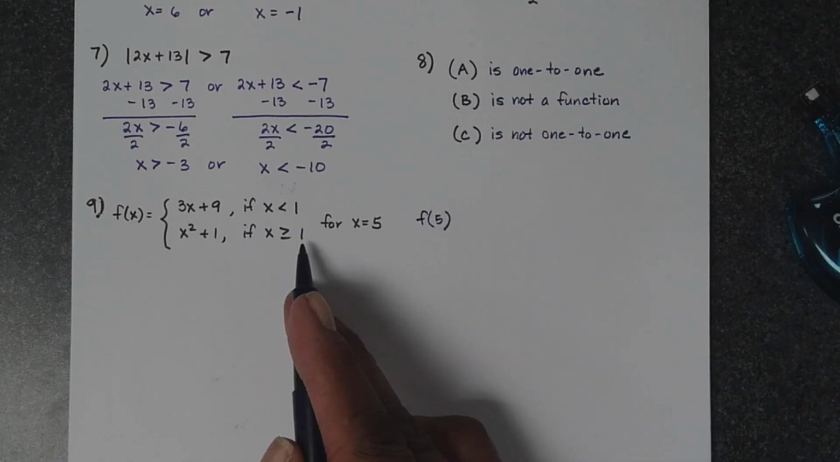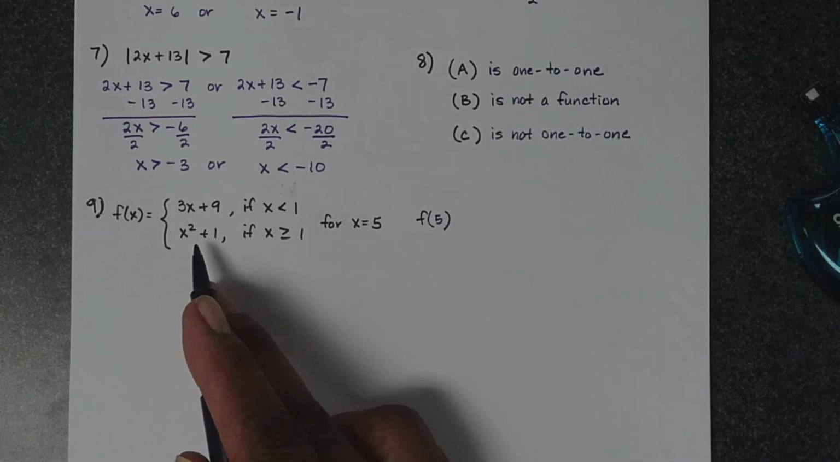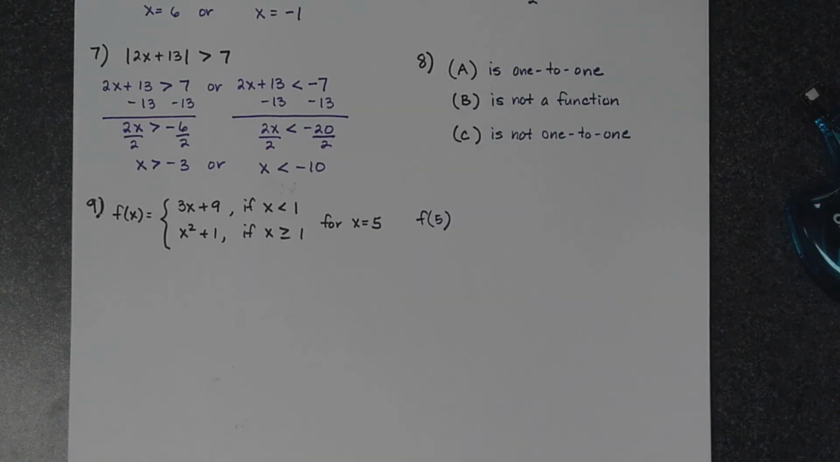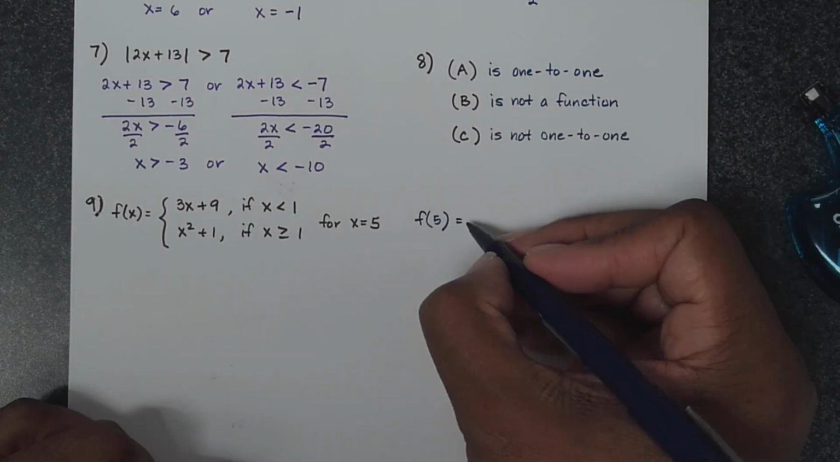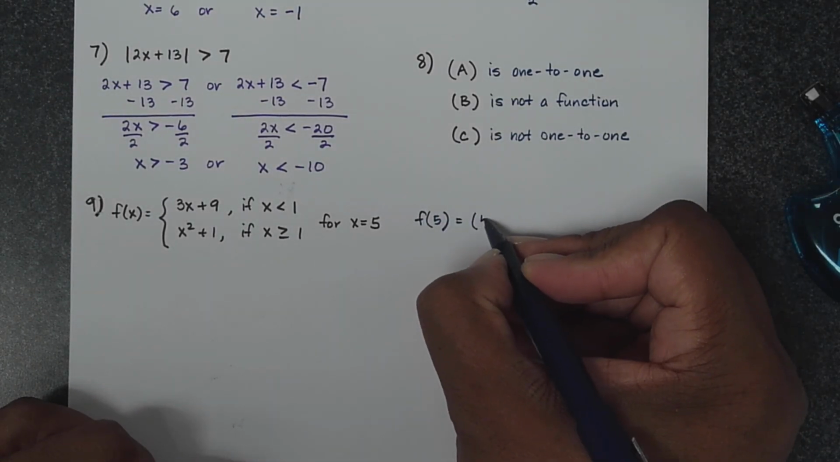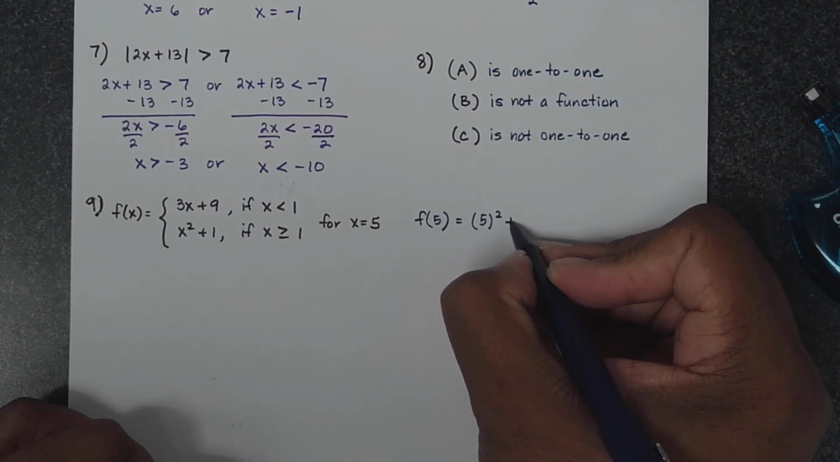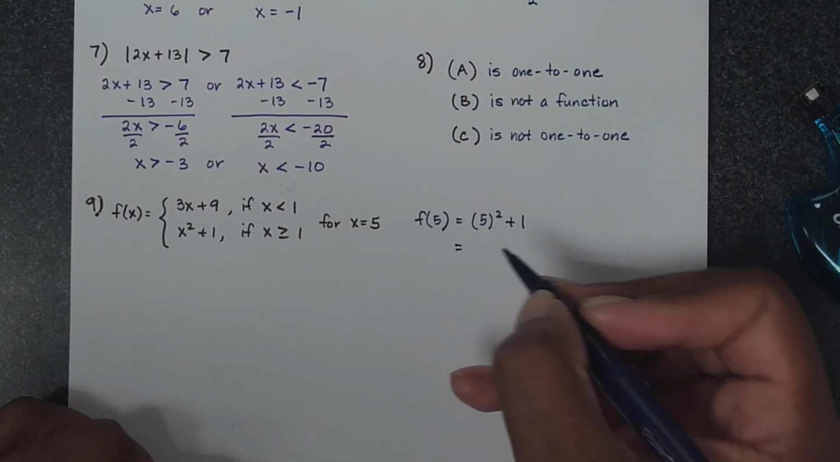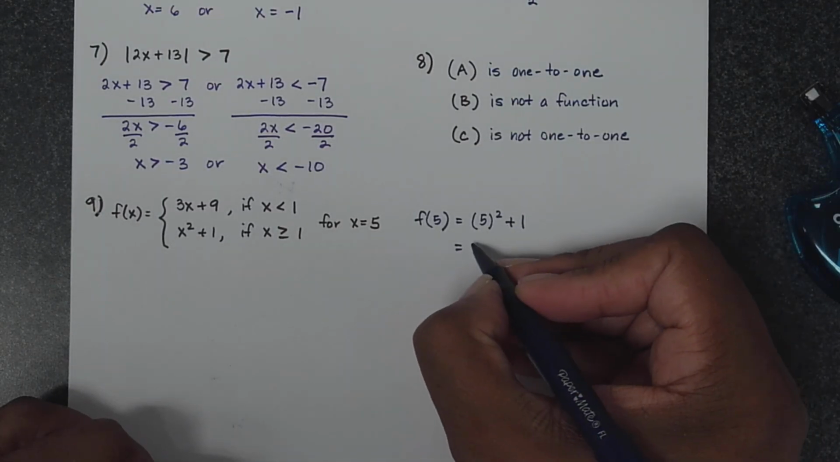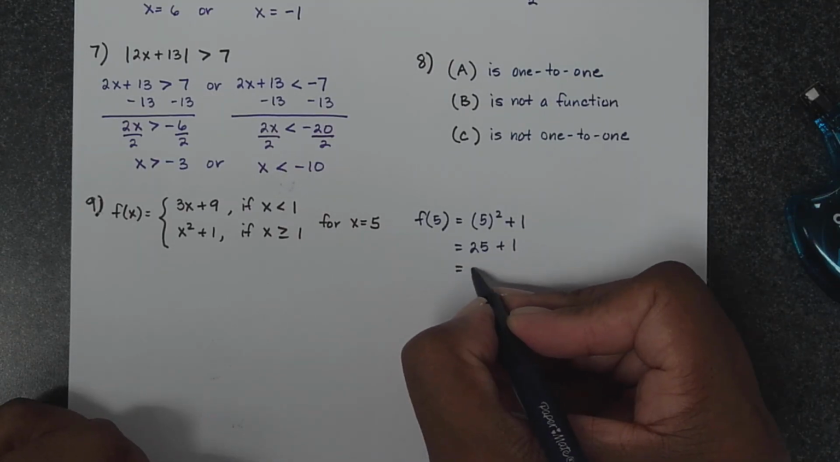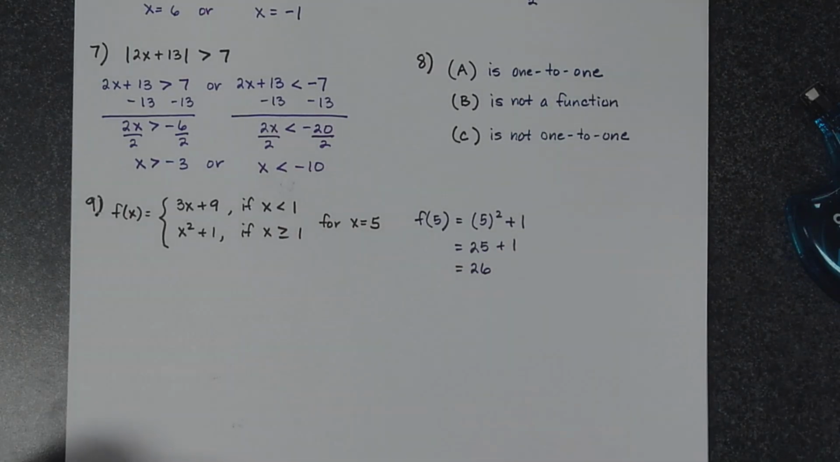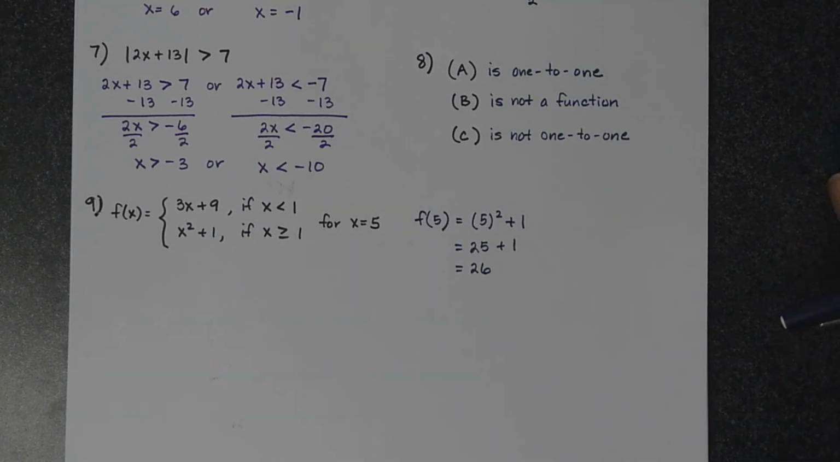And this x value tells us which one of these expressions we're going to have to use here. Here 5 is greater than or equal to 1, so we have to use only the x squared plus 1. So that means I'm going to substitute the x here in that x squared plus 1 with 5. So it'll be 5, and that's going to be squared, plus 1. And if I square the 5, that's going to be 25. 25 plus 1 is 26. So the value of this piecewise function when x is equal to 5 will be 26.